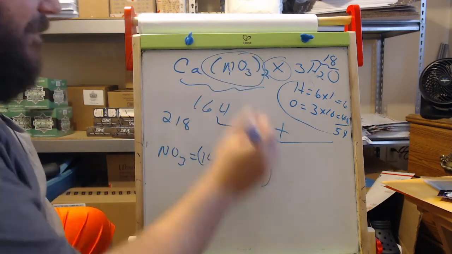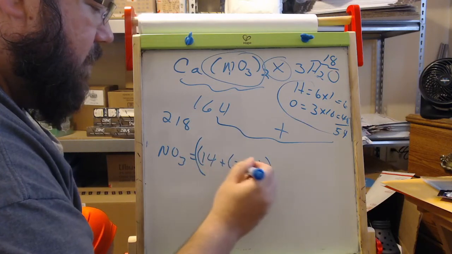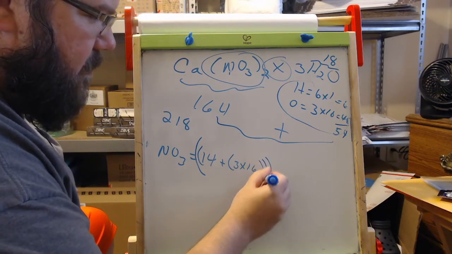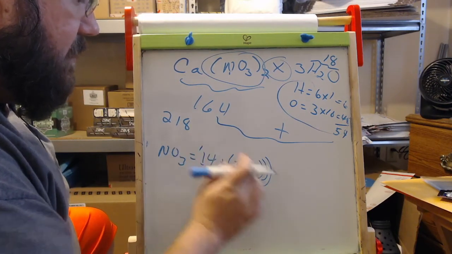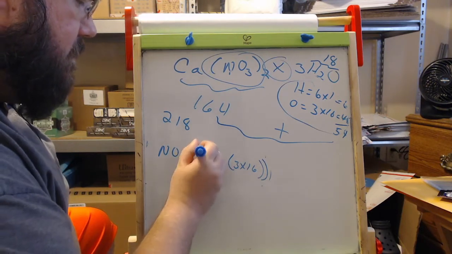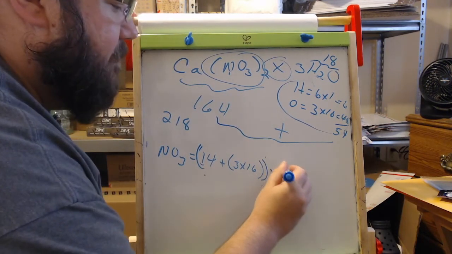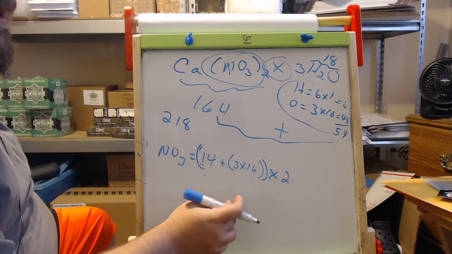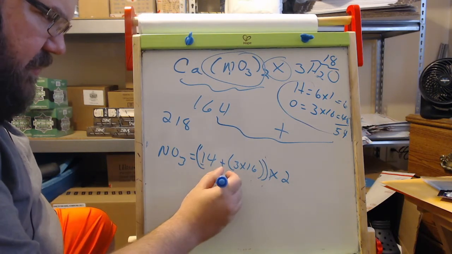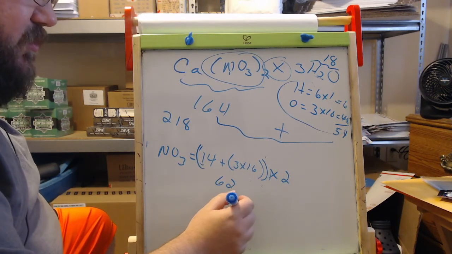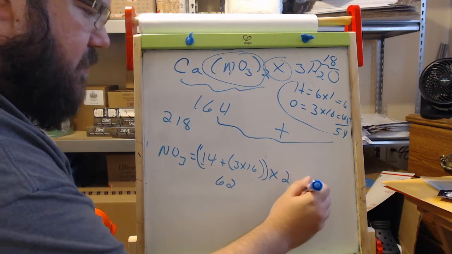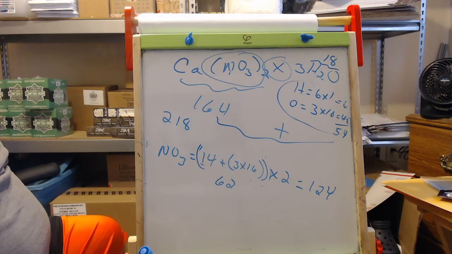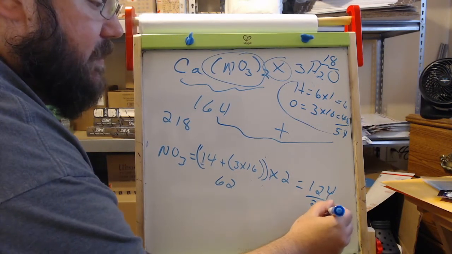All right, and I have 2 of them, so I'm going to have to... these parentheses are wrong. I got too many parentheses going on here. Let's do that. That works. And then I have 2 of them based on this little subscript, so I'd have to multiply that out like that. So 14 plus 48 is 62. Then 62 times 2 is 124. And then I would take the 124 over the 218.